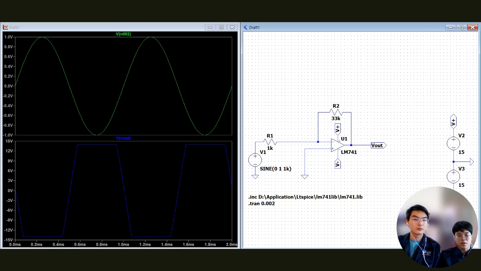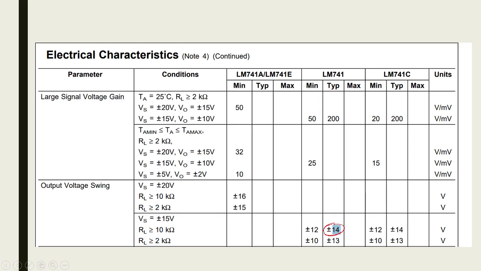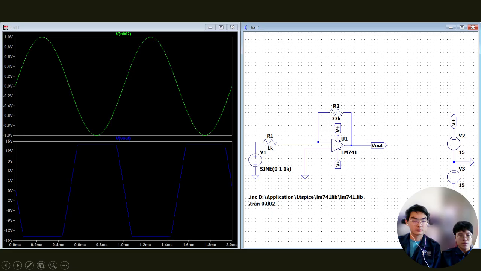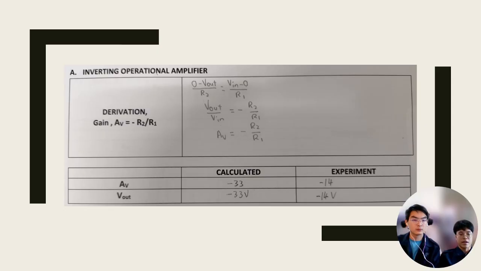This happened because of the saturation voltage constraint. The LM741 was supplied with 15 volts, and the op-amp cannot output more voltage than its supply. According to the datasheet, the output swing is typically 14 volts. So for the inverting amplifier, the gain is negative R2 over R1, with R1 at 1k ohm and R2 at 33k ohm, giving a theoretical gain of negative 33.